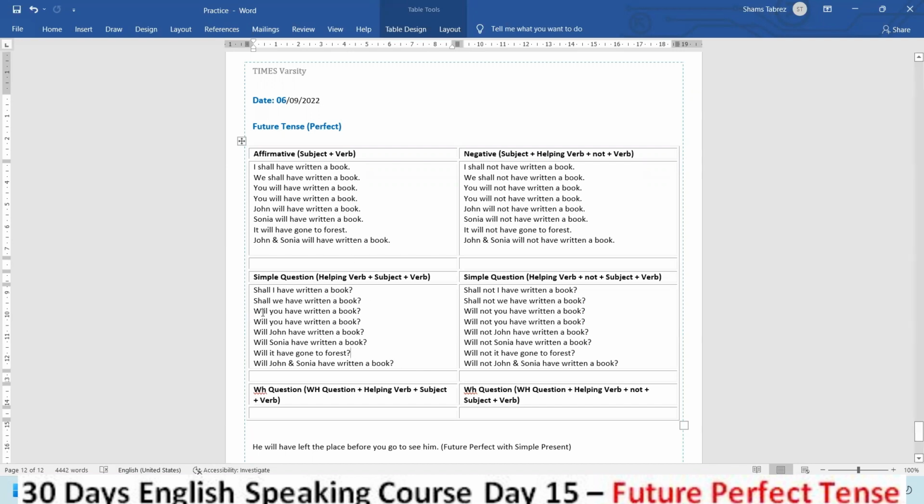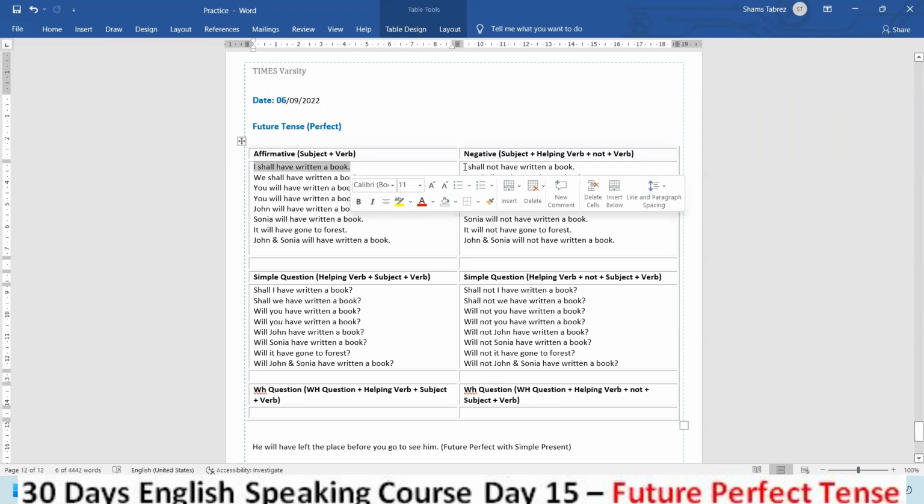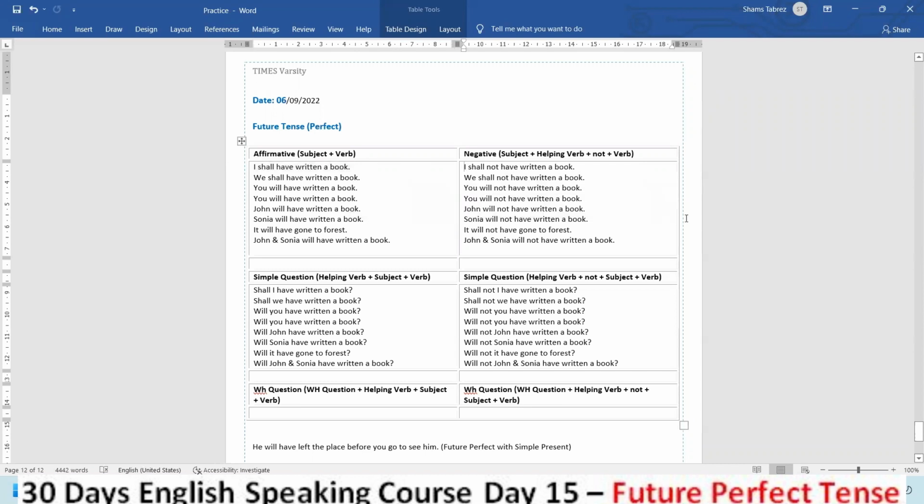So you see, will you have written a book? क्या आप एक book लिख चुके होंगे? Then your answer is yes, I shall have written a book. If it is affirmative, right? If it is negative, then no, I shall not have written a book. Your sentence should start with no if it is negative, and with yes if it is affirmative. Any other question?